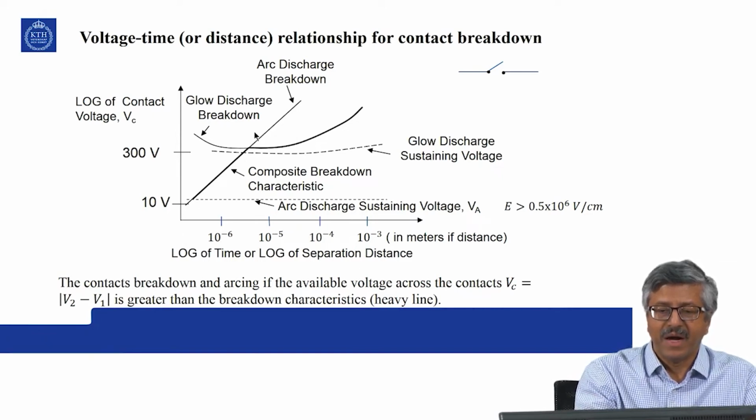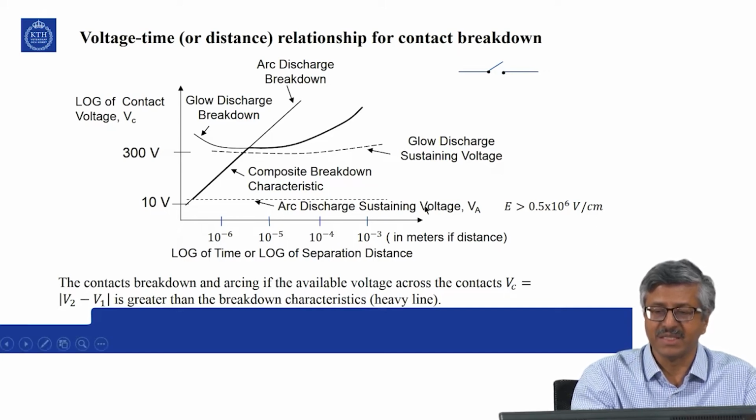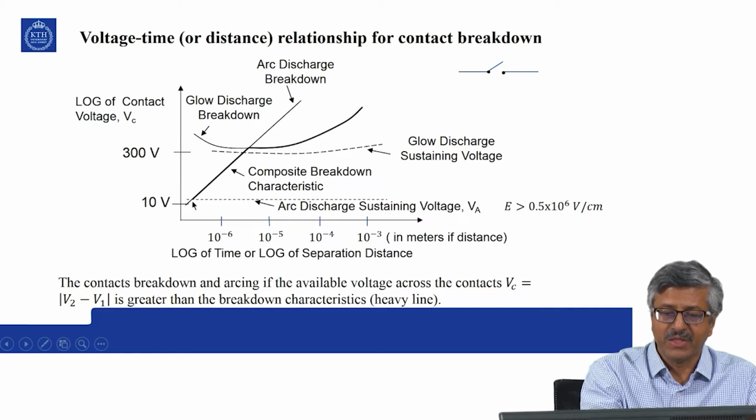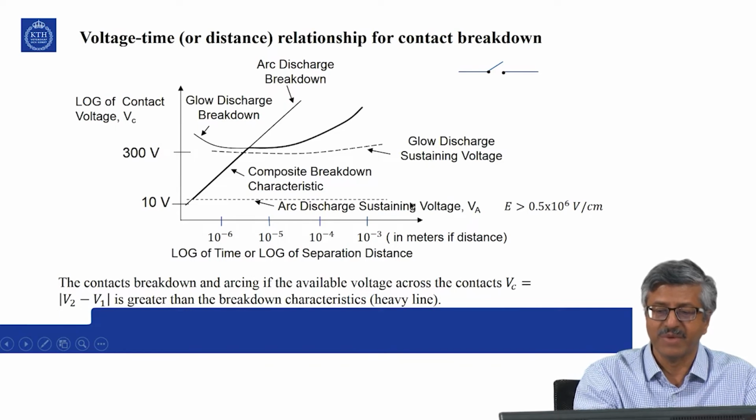Then after the arc discharge breakdown, suddenly you establish a current across the switch contact, and then to maintain that current you do not require as much voltage. So, that voltage, it is depending upon the arc resistance, that is the arc discharge sustaining voltage VA, and that is shown here. So, it is around a little more than 10 volt for most materials.